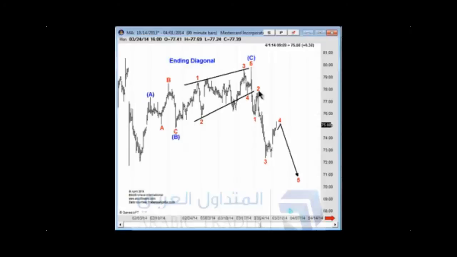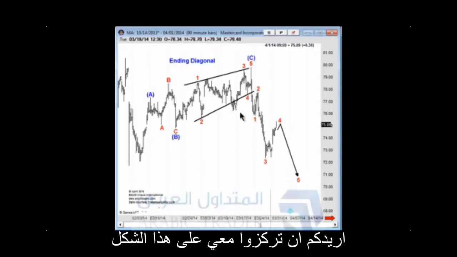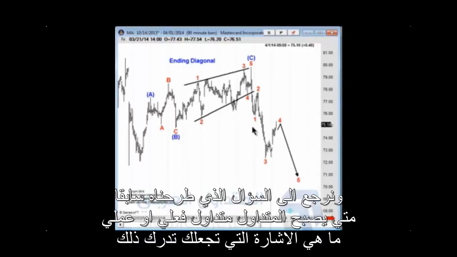I do believe the move to the downside is unfolding as an impulse wave, so I'm looking a little bit lower here. But rather than focus on what I expect to happen, I really would like to spend some time here on this structure and go back to the question: when does a trade truly become a trade? What would signal this becoming an actionable trade setup?